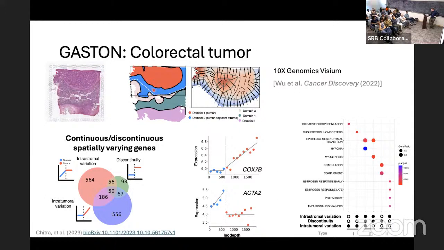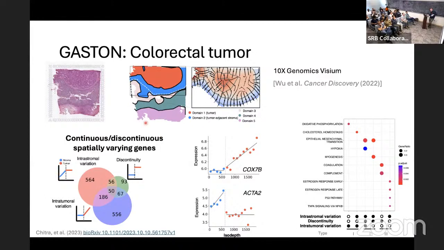So that's nice. But what we have, remember, is a continuous coordinate along this whole slice, this isodepth coordinate, as shown by this sort of contour map. And you can take the gradients of that contour map and look at directions of maximal change in expression. So now we can plot any gene as a function of this coordinate. We fit every gene's expression as a function of the coordinate. And then we can classify genes.